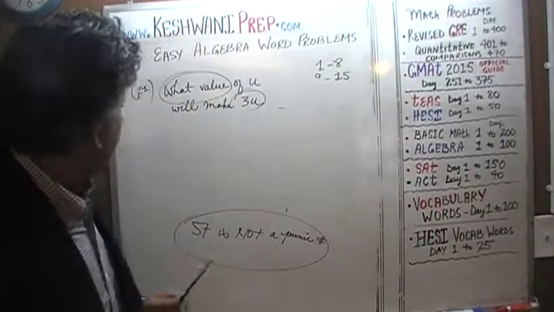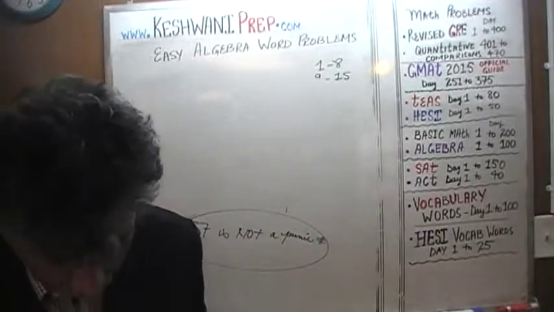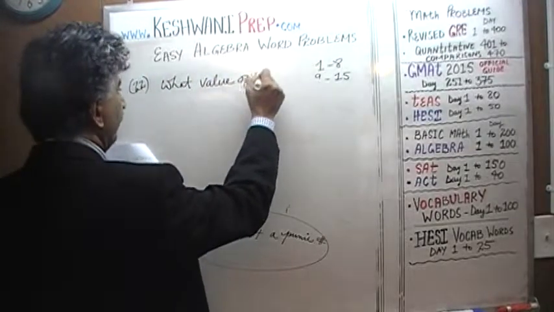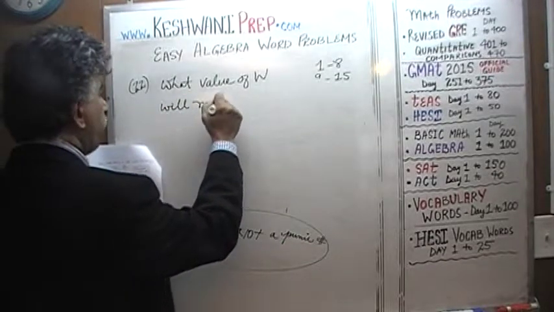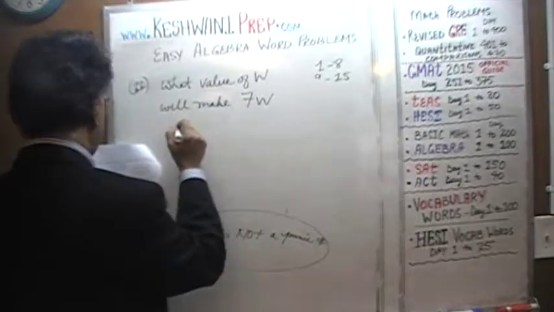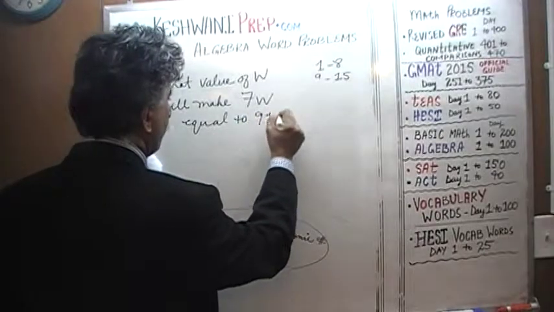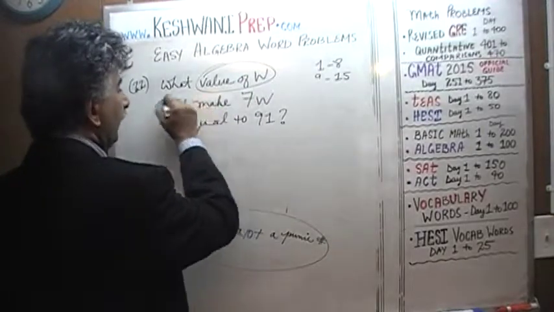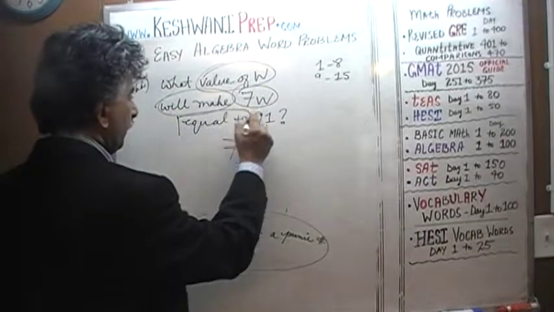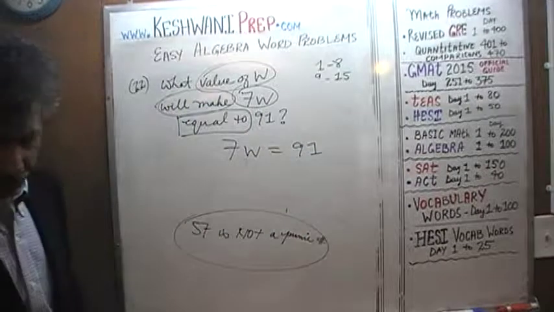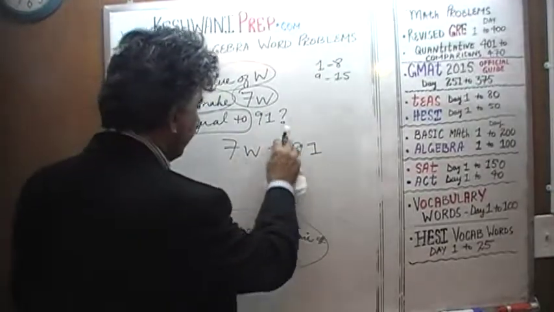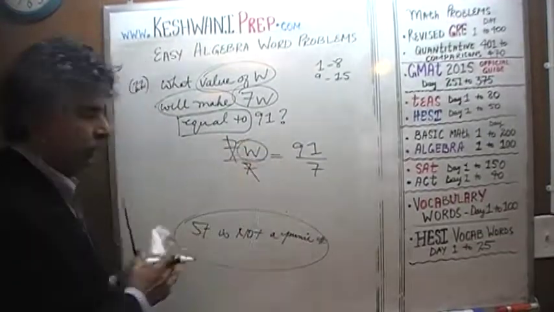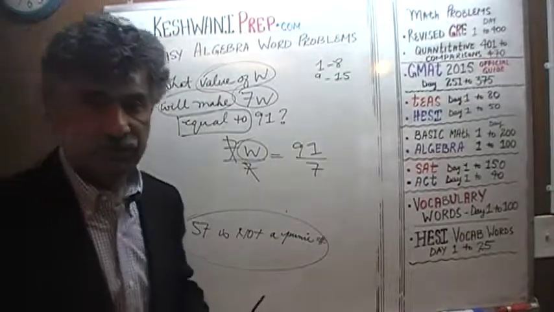Let's do the next one, number 22. What value of W will make 7W equal to 91? Same as before. What value of W will make 7W equal to 91? All we have to do is divide both sides by 7, and we can find the value of W. Divide both sides of the equation by 7. We can get rid of this 7 from here, and W will equal whatever 91 divided by 7 happens to be. How much is 91 divided by 7?